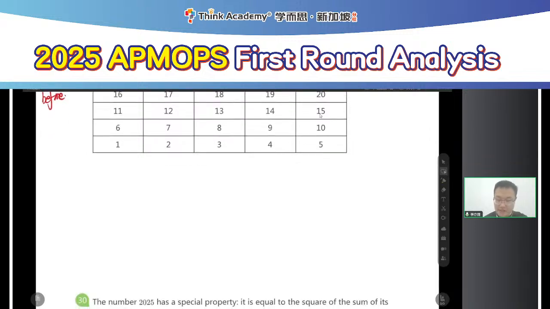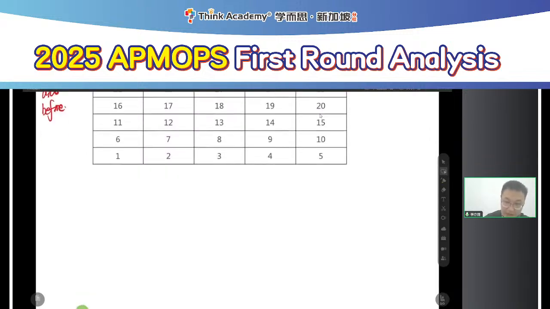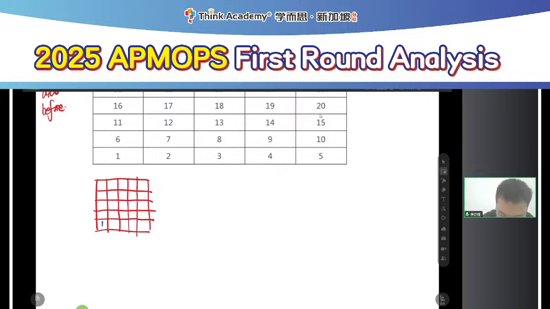So first, we want the sum to be divisible by 5, so we just replace every number here with its remainder by 5 first. So make it into 1, 2, 3, 4, 0, 1, 2, 3, 4, 0, 1, 2, 3, 4, 0, 1, 2, 3, 4, 0, 1, 2, 3, 4, 0, right?